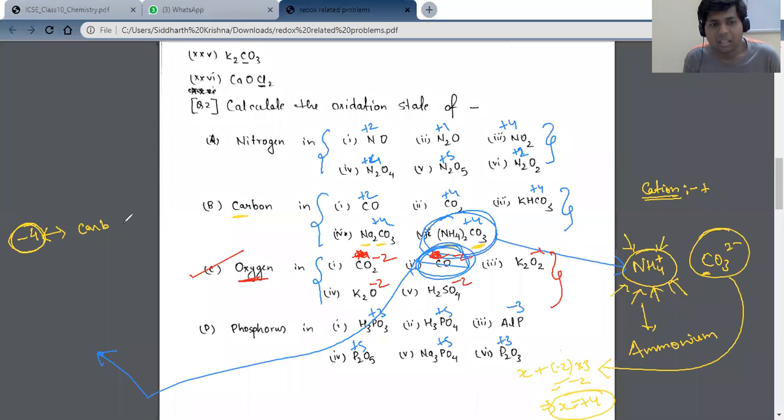So how can we identify when carbon is having which charge? That depends on what it is bonding with. First of all, let me clarify why oxygen can't have -4. Can anyone answer why oxygen cannot have -4?